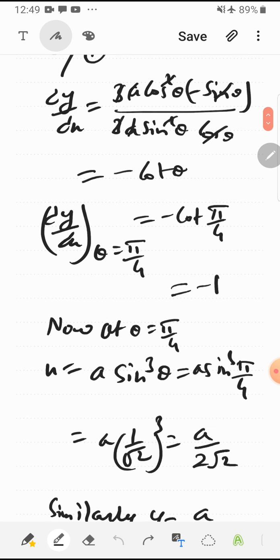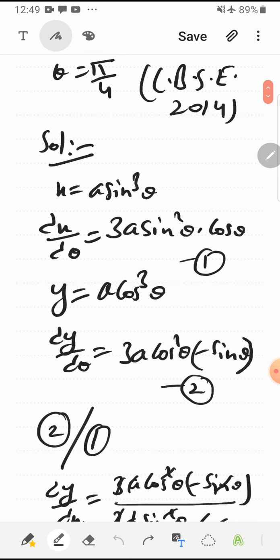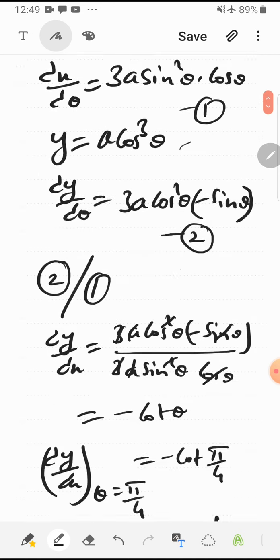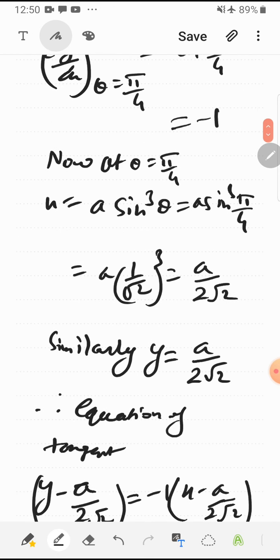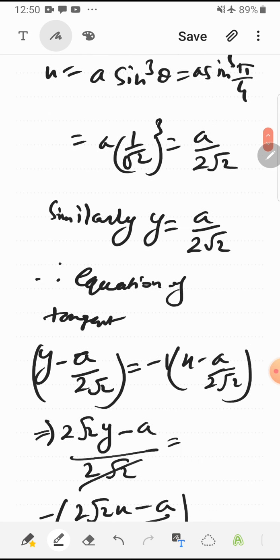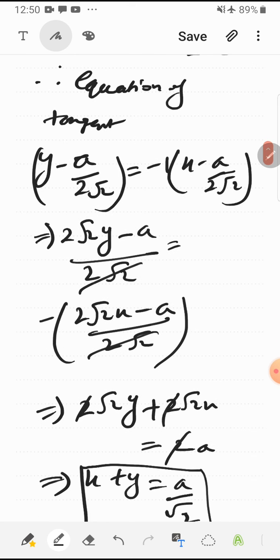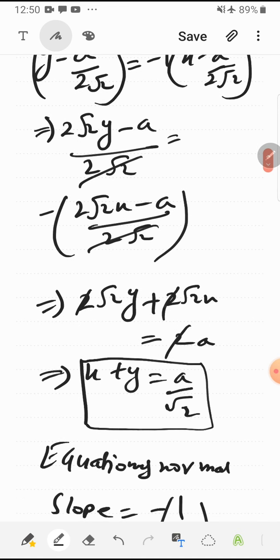Now putting theta equals pi by 4 in the given functions, that is x and y, we obtain the value of x as a upon 2 root 2 and the same for y, a upon 2 root 2, as the values of cos and sin are the same. So the equation of tangent is y minus y1 equals m into x minus x1. After necessary simplification, the equation reduces to x plus y equals a over root 2.